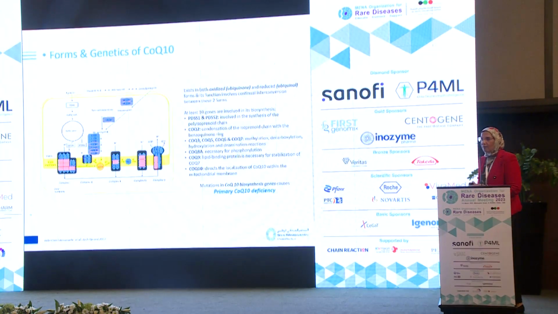Now, the main function of coenzyme Q10, as you can see, this is now the mitochondria, and it really is important for the mitochondrial respiratory chain, and it transfers electrons from complex 1 and complex 2 to complex 3. And that ultimately will lead to the production of ATP, which is the energy-producing molecule. Now, deficiencies, I would say compound deficiencies, of the COQ10 genes, as in our case, will lead to primary COQ10 deficiency.